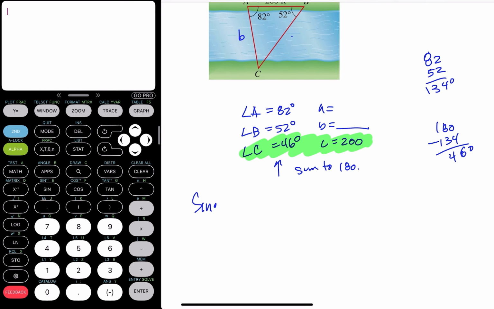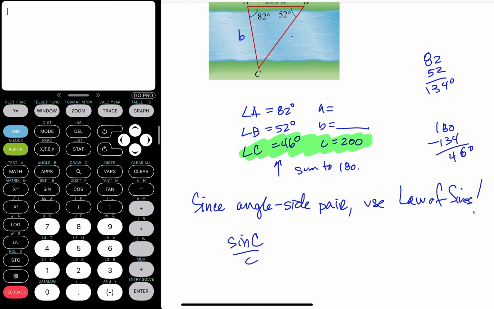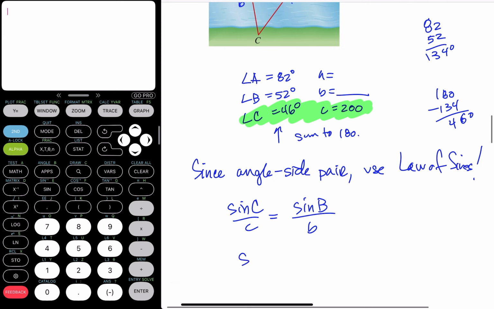Since we have an angle side pair, use the law of sines. I know that the sine of C over c should be equal to the sine of B over b, because C is my known angle side pair and b is what I'm looking for. So this is the sine of 46 degrees over 200 equals the sine of 52 degrees over b, which I don't know.